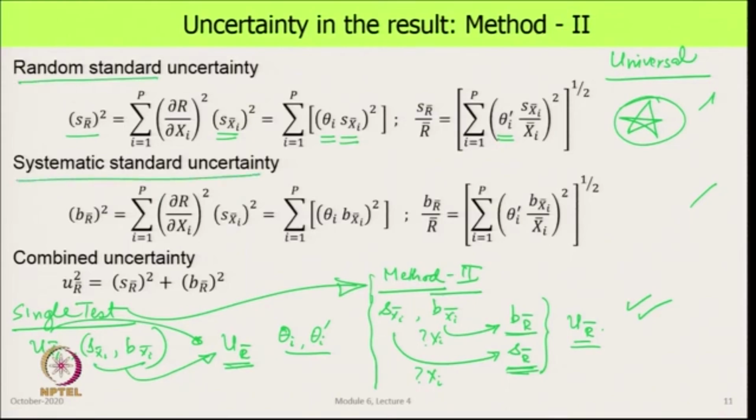Now, you look at the systematic standard uncertainty, where B r bar square is this multiplied by S x I bar square, theta I times B x I bar square, and B r bar by B r is theta I prime into this. So, very similar relation, and we can calculate the systematic standard uncertainty in the result here. And then finally, we can combine the two and get the combined standard uncertainty of the result as this square plus this square, and that gives us the answers we are looking for.